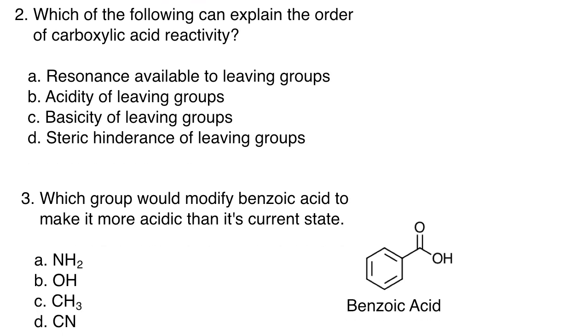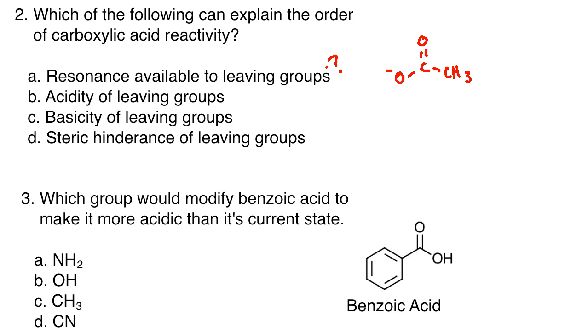Number two, which of the following can explain the order of carboxylic acid reactivity? All right, so A, the resonance available to leaving groups. Well, there is something to be said for that, because if I take a look at the anhydride leaving group, it does have resonance stability, right? And that resonance stability is helping to delocalize that charge, making it a better leaving group. So maybe this is possible. I'm going to come back to that, all right?